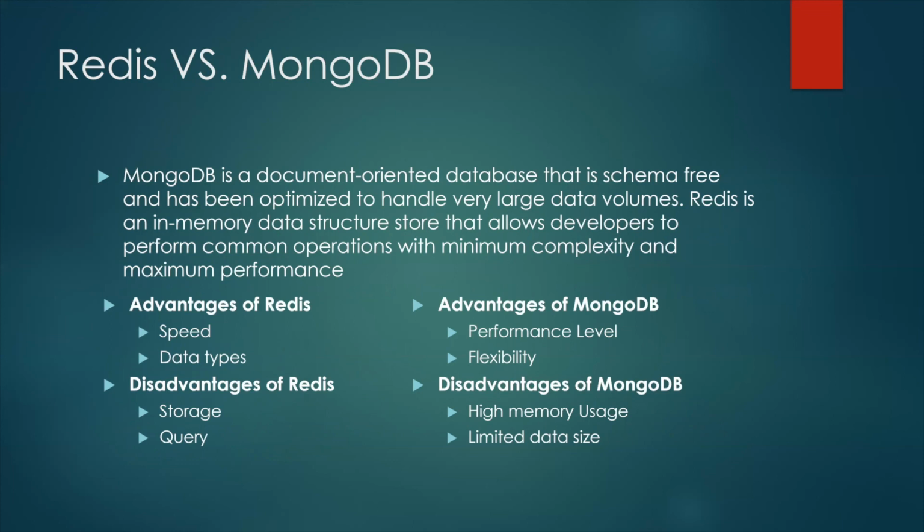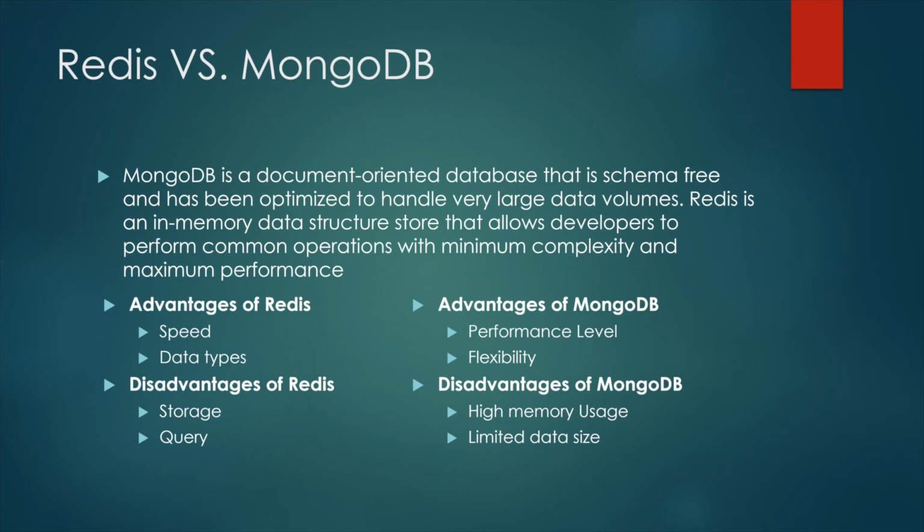The advantages of Redis are the speed and the data types. It does offer many different data types, and since it is in memory, mostly running through RAM, it can run at very quick speeds, making it great for social media. The disadvantages, however, are going to be the storage and queries, with the main one being storage. Because it is in RAM, it has very little storage that can be held.